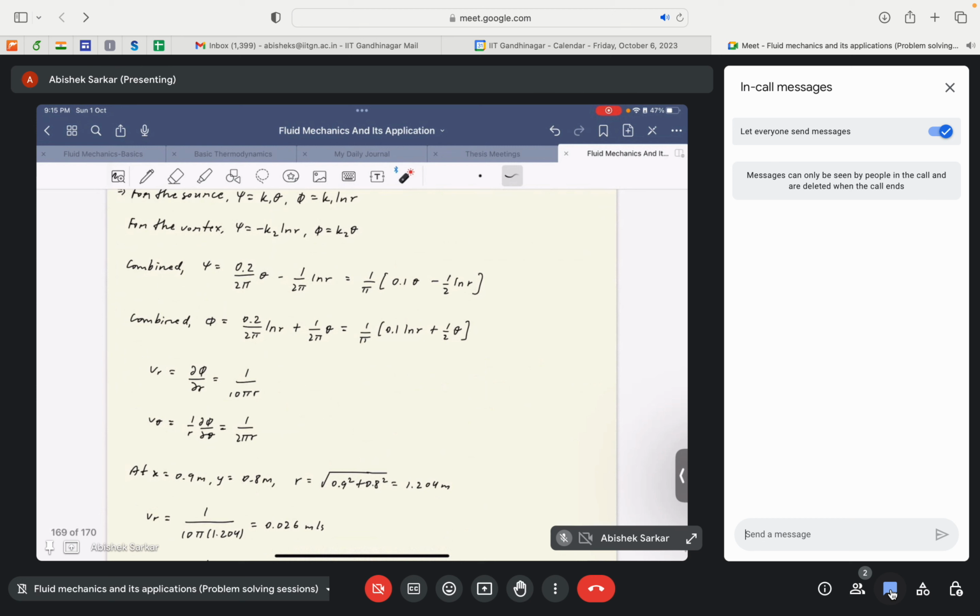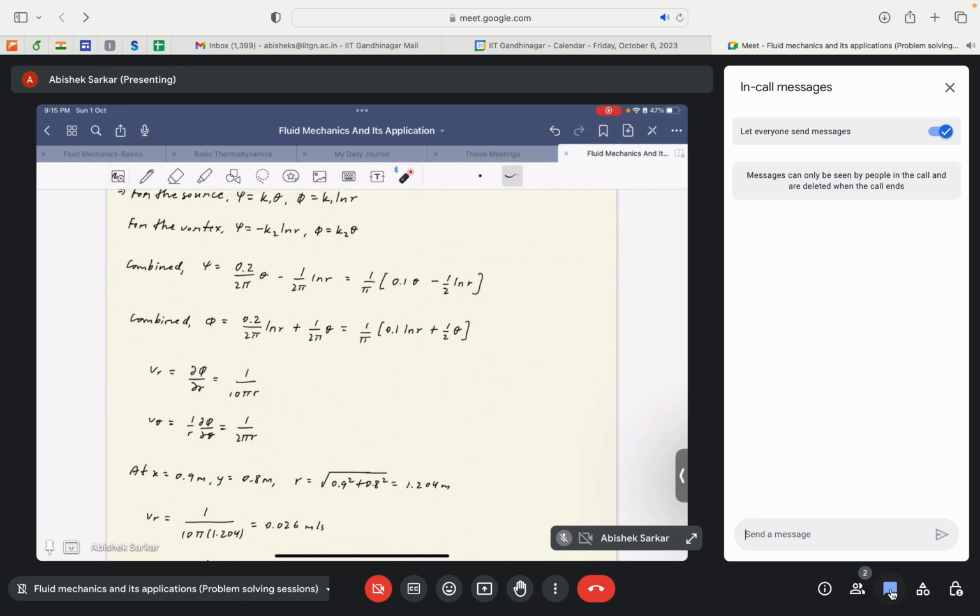Just substitute the value of x and y, because it is in terms of r now. You could have directly substituted x and y in this expression also, but it is simpler here. So we can just represent r in terms of the Cartesian coordinate system. So r would be equal to the square root of 0.9 square plus 0.8 square.